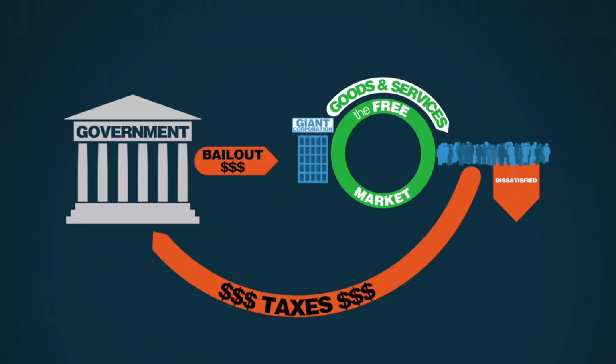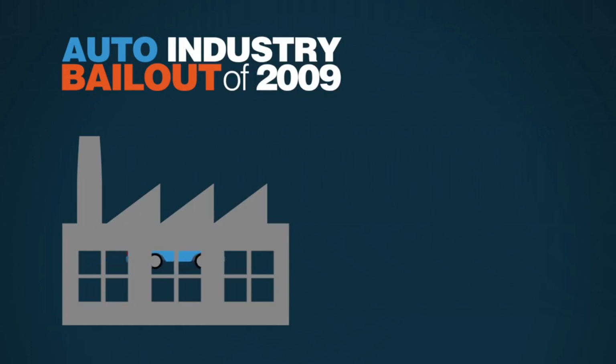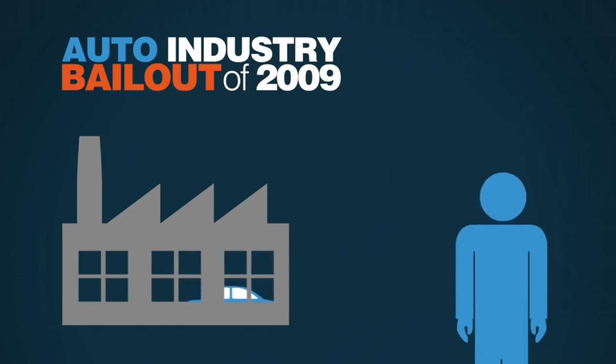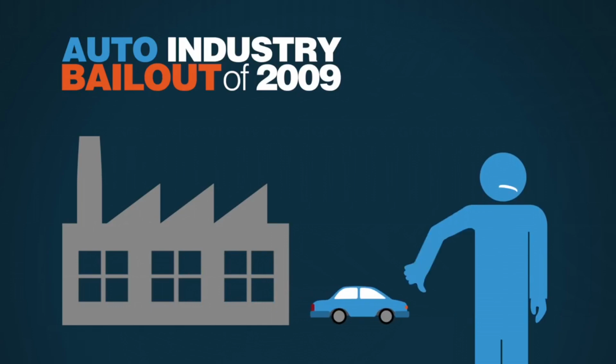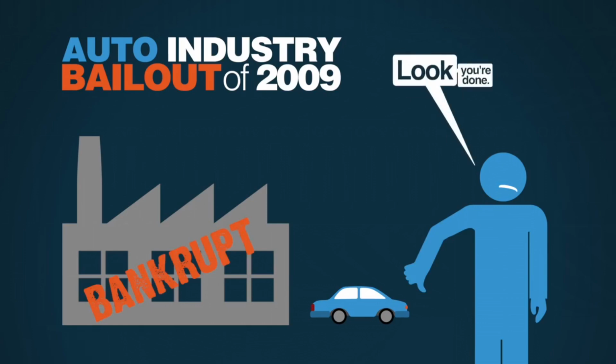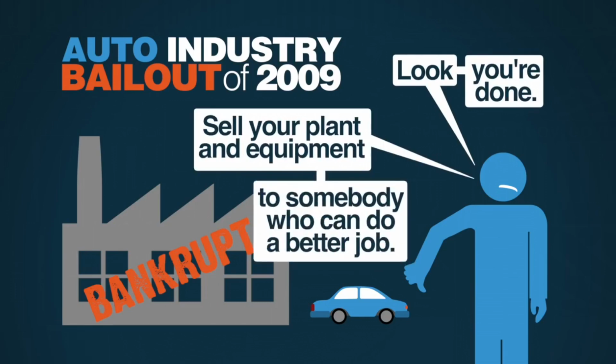Take the example of the American automobile industry. It was struggling to survive in 2009. Why? Because they were producing cars that did not please a sufficient number of their fellow men. In a free market, they would therefore have gone bankrupt. The market would have said, look, you're done. Sell your plant and equipment to somebody who can do a better job.